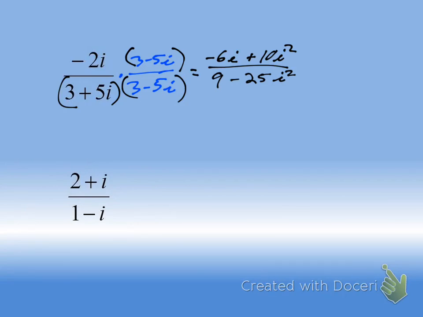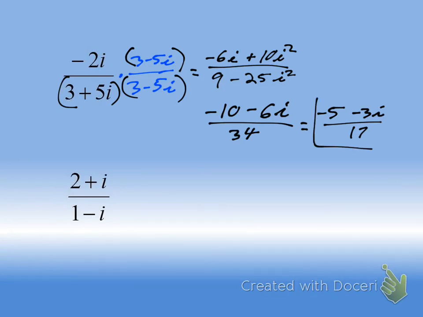i squared is in like terms, so the top one, you got negative 10 minus 6i, becoming plus 25 down at the bottom, so plus 9 gives you 34. And then those all reduce by 2. So negative 5 minus 3i all over 17.